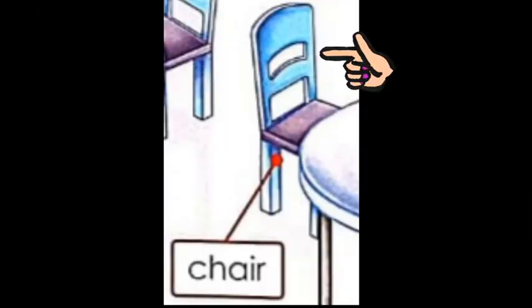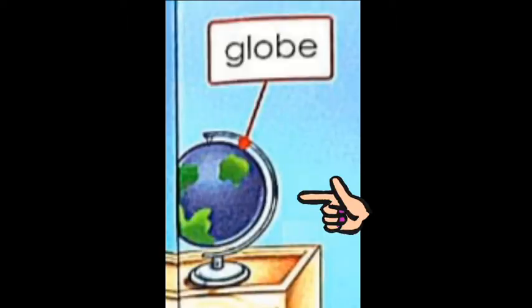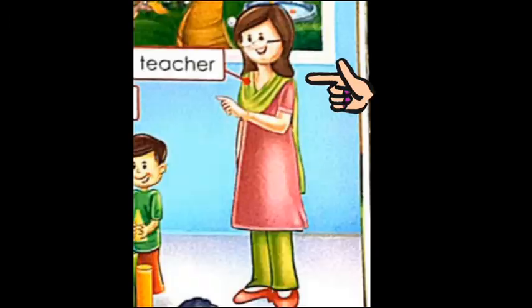This is a chair. Here is where you sit and study in the classroom. This is a globe. It is a spherical model of Earth. Who teach you in the classroom? Yes, it is a teacher.